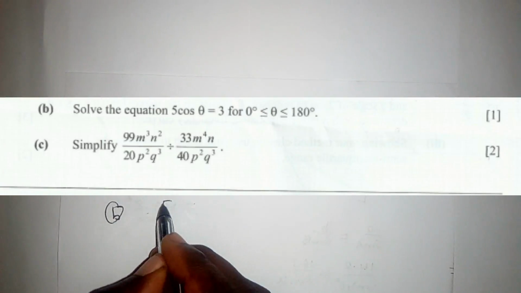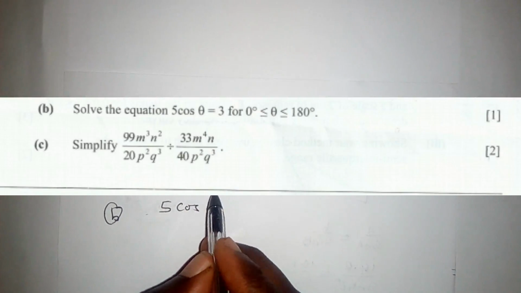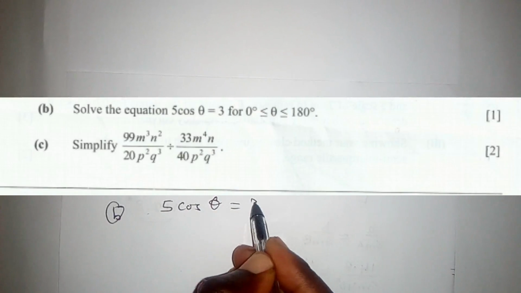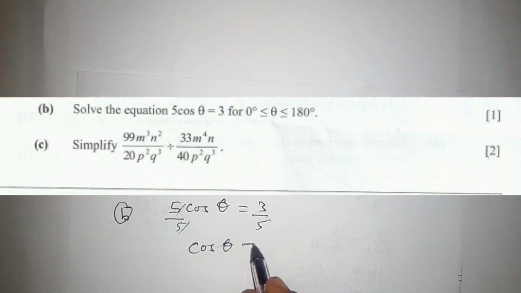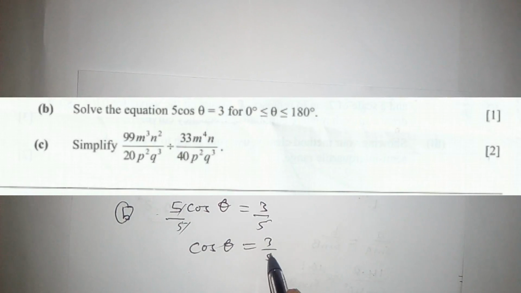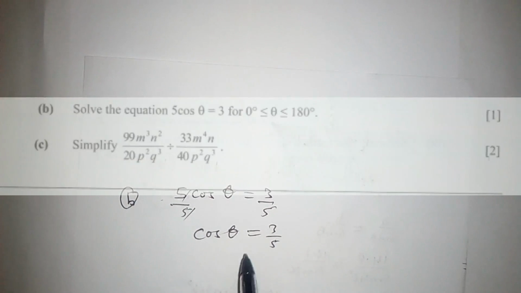So for question B, in order for us to solve this question, we'll copy the equation, which looks like this. This is how it has been put. And then the first thing will be to divide by 5. You remain with 3 cos theta is equal to 3 over 5.